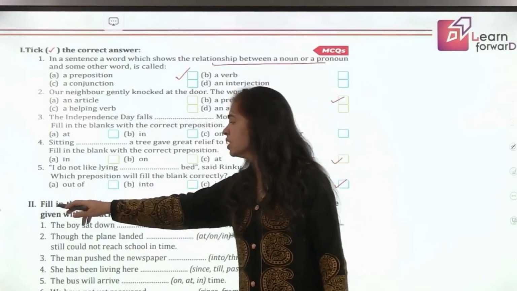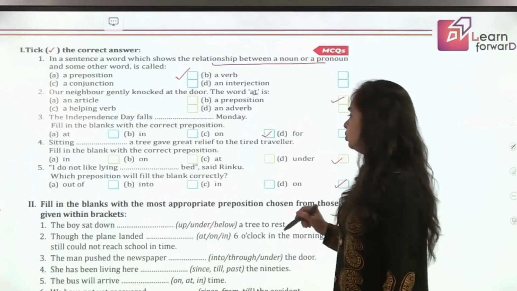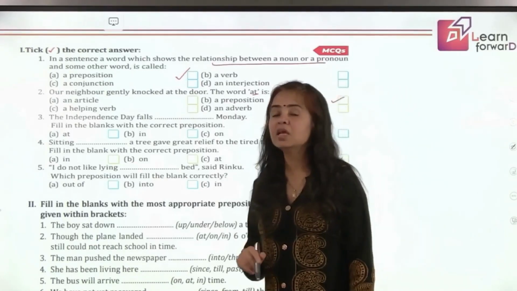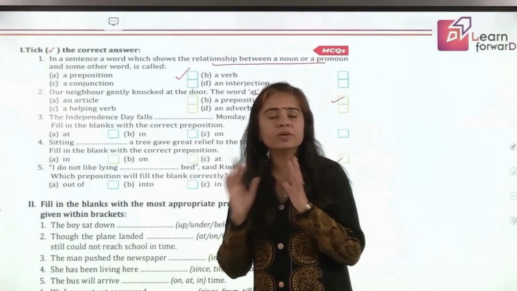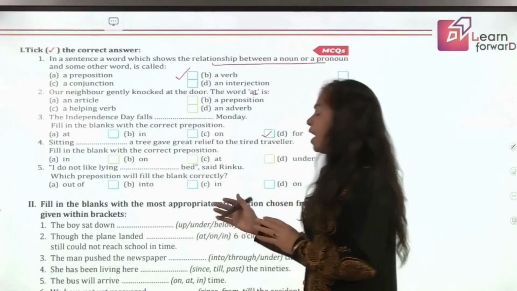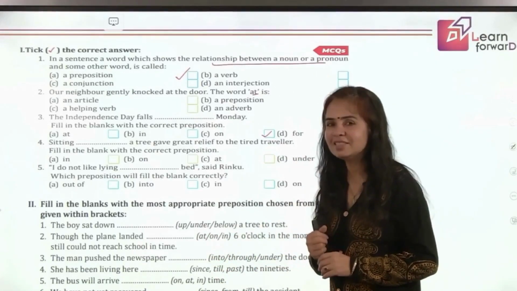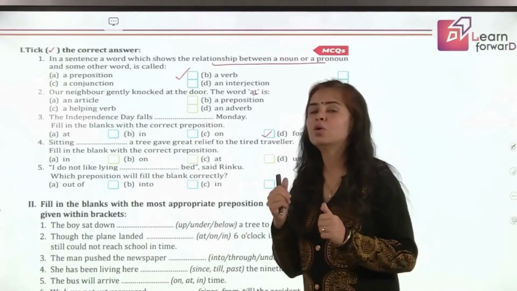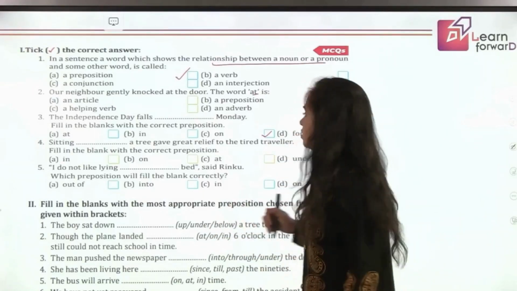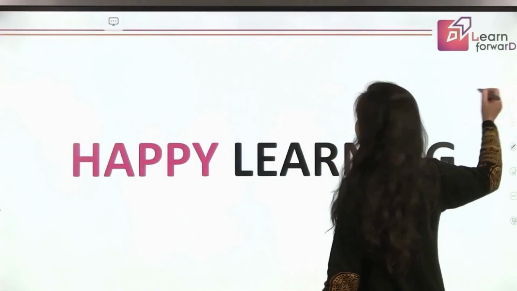Coming to the next, fill in the blanks with the most appropriate preposition chosen from those given within brackets. Now, because we have already done so many sentences, so many examples about using different prepositions, and it's so easy, the choice is given to you. I hope what makes sense, you can do it yourself. Good. That should be the confidence, children. So I expected actually a positive yes from you.